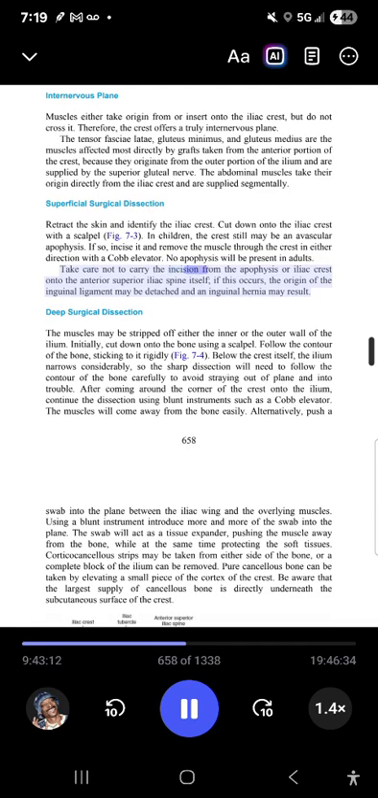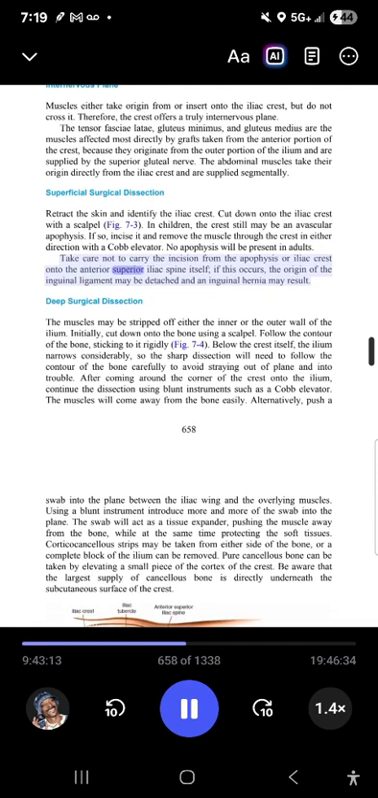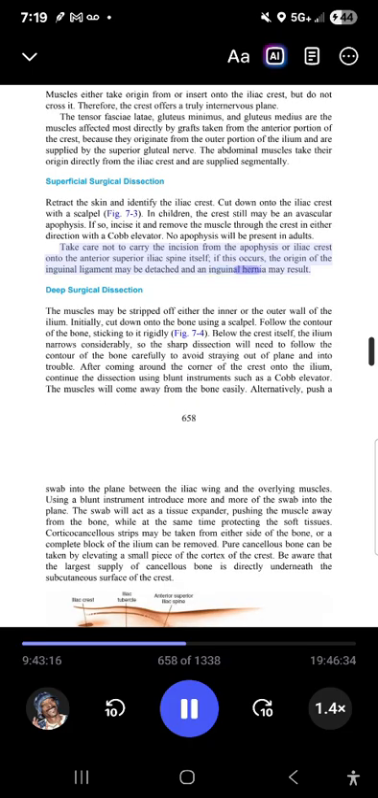Take care not to carry the incision from the apophysis or iliac crest onto the anterior superior iliac spine itself. If this occurs, the origin of the inguinal ligament may be detached and an inguinal hernia may result.